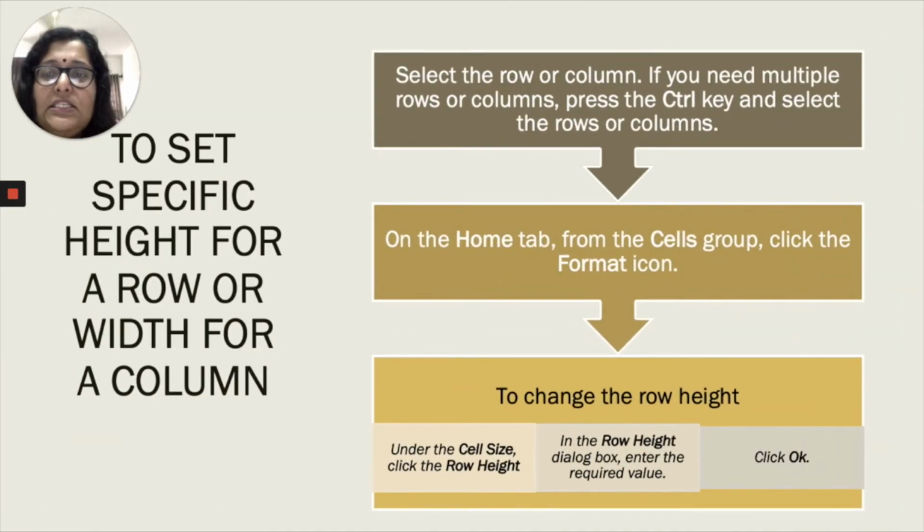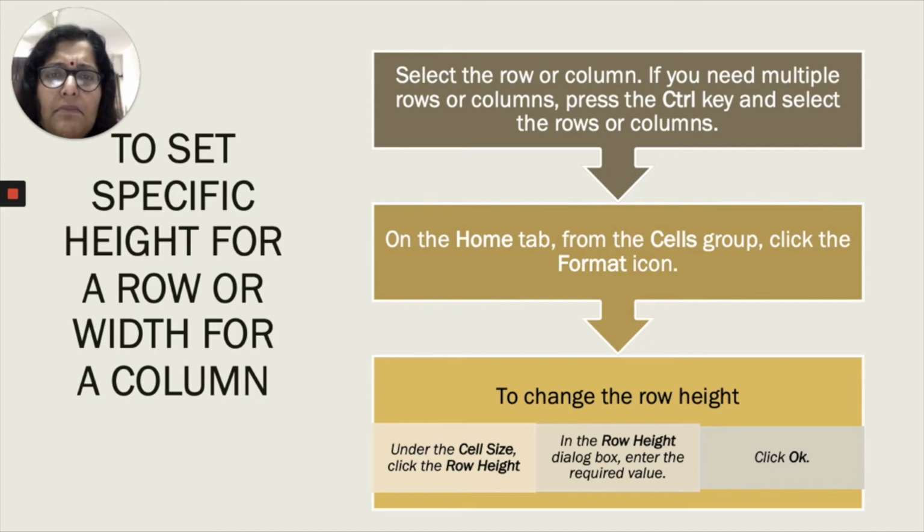To set a specific height for a row or width for a column, how do you do it? That's what we need to see. Select the row or column. The first step is to select which row or column that you want to change.